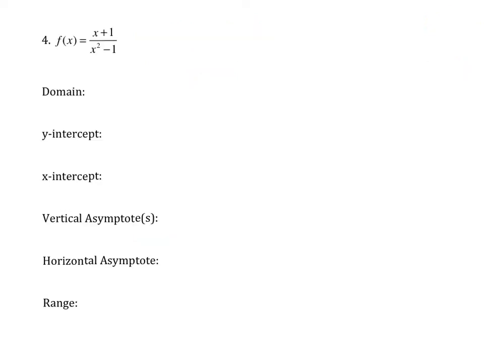For number 4, we want to first factor the denominator. So I have x plus 1 over x plus 1, x minus 1, and the x plus 1's cancel out, and I'm just left with 1 over x minus 1. So whenever a factor cancels out, that means that instead of having a vertical asymptote at whatever that x value would have been, which in this case is -1, we have a hole at x equals -1.